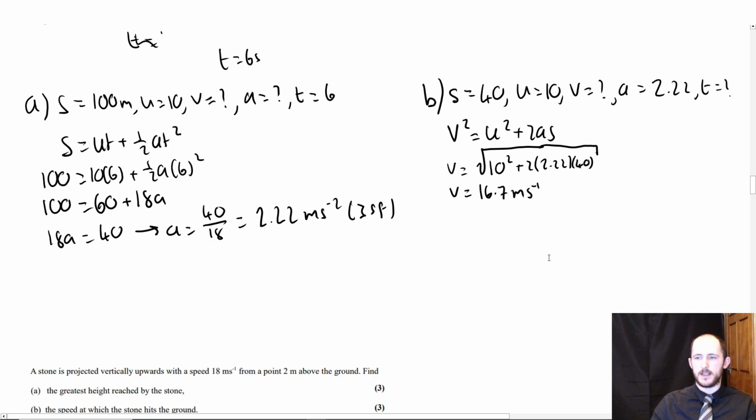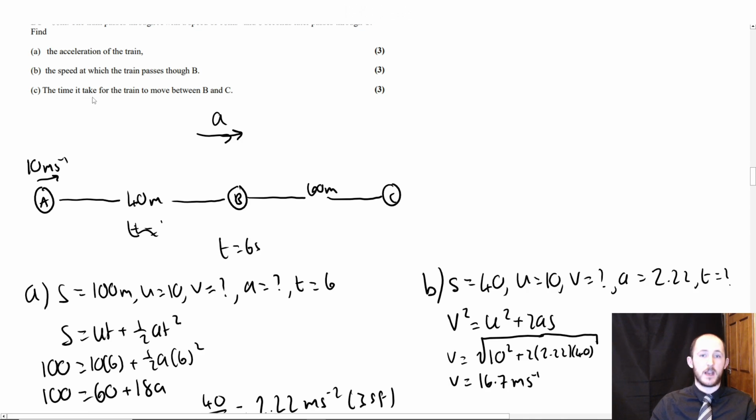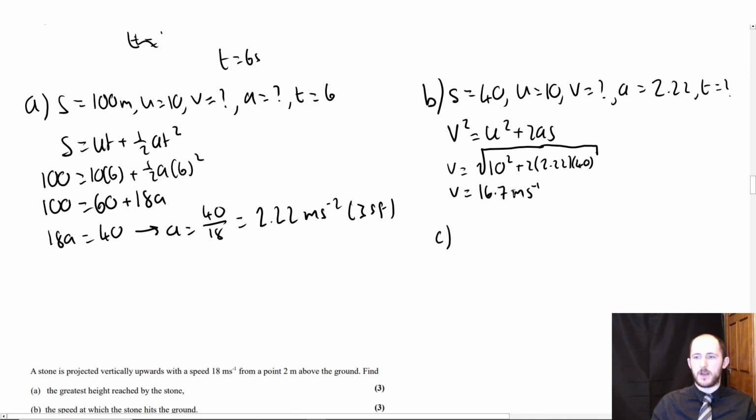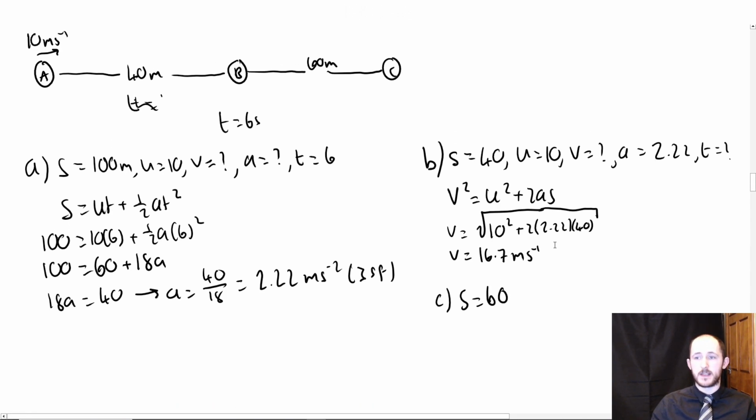Lastly, for part C, it just says calculate the speed or the time it takes for the train to move between B and C. So now we have S is equal to 60 meters, because that's the distance between B and C. U is going to equal 16.7, because that was the speed when it passes through B. V we don't care about. A again is still going to be 2.22, and T is what we're working out.